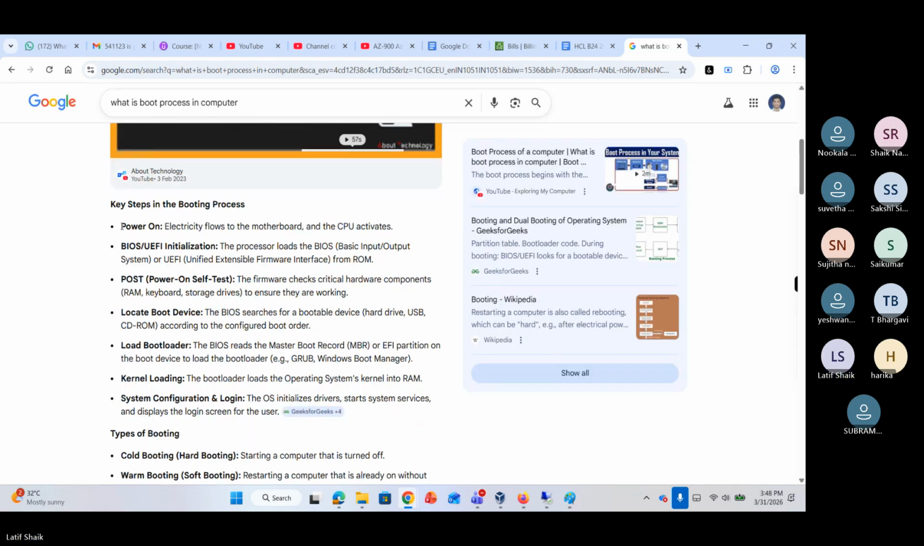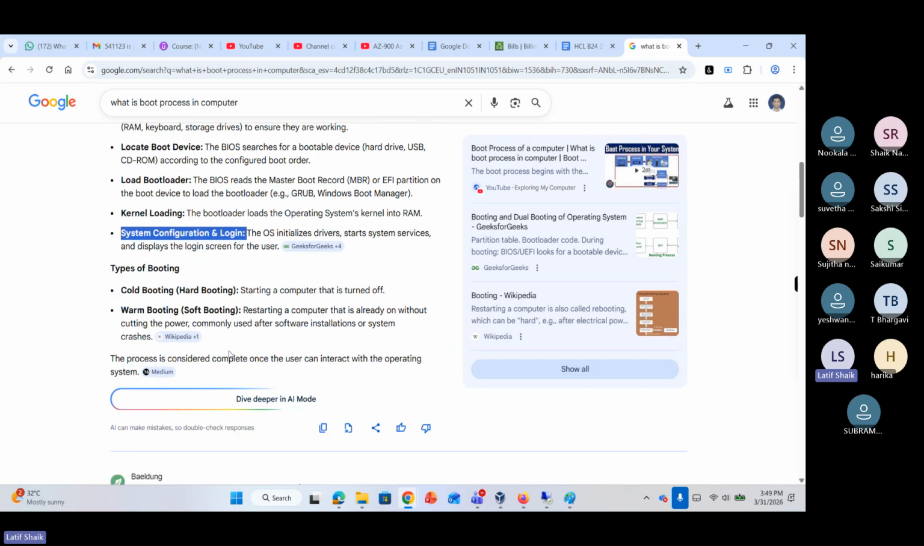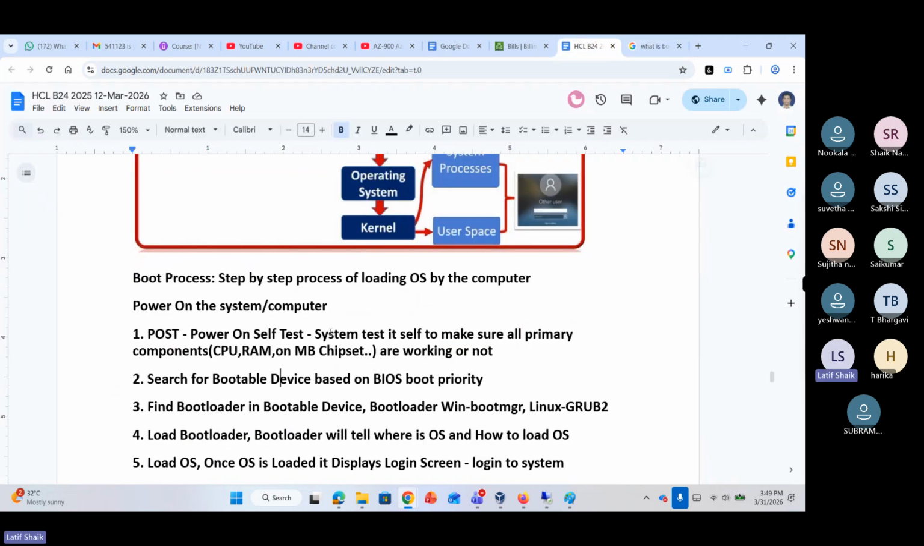So power on, BIOS is loaded. It will then locate the bootable device, load the bootloader, load the operating system kernel, then system configuration and the login screen. Soft booting and hard booting, we don't require. But these are small, very easy steps.